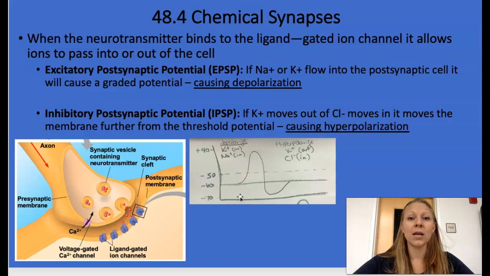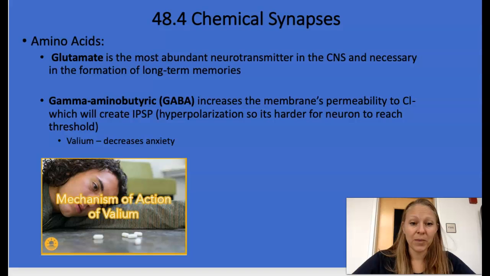And this is going to create a less anxious state. This is going to create the opposite of excitatory. It's going to be an inhibitor. And so this is essentially what Valium is. It decreases anxiety. You're firing fewer neurons, so you're going to be less anxious. So this is GABA.